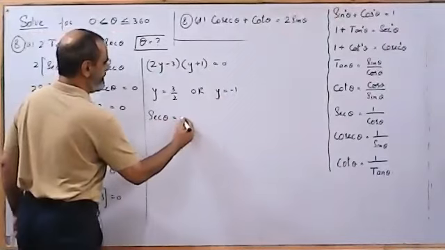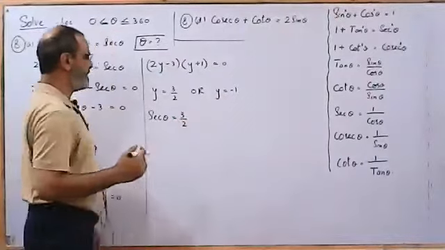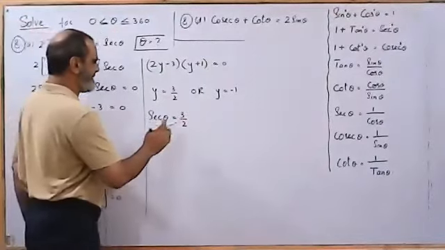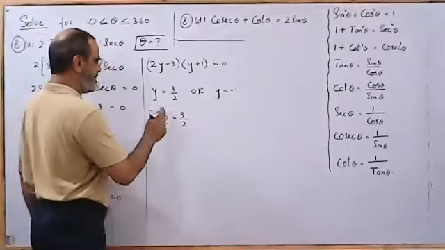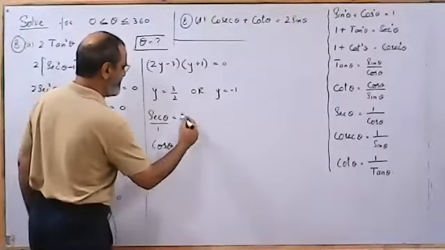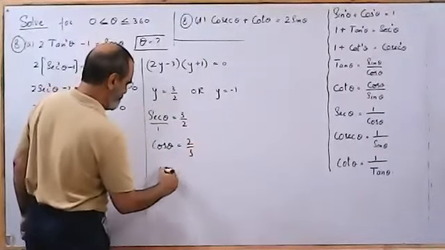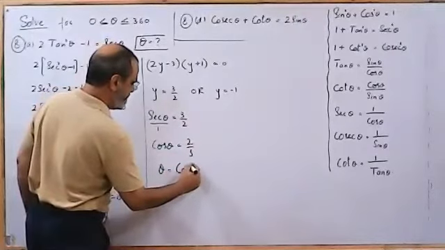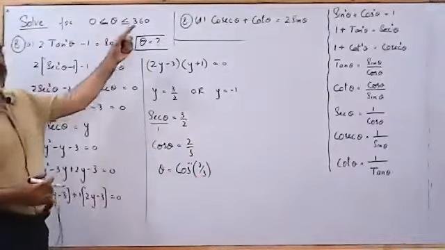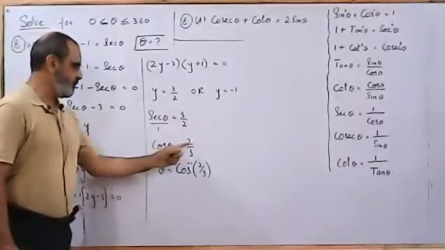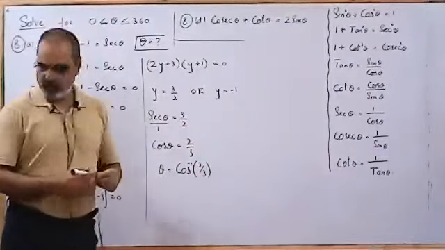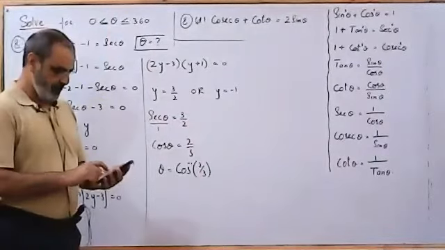Secant theta is equal to 3 by 2. Your calculator doesn't give the values of secant. We need to change it into sine or cos. So I'll take reciprocal of both sides. So reciprocal of secant is cos and reciprocal of the right side is 2 by 3. So theta is equal to cos inverse 2 by 3. The range I have is 0 to 360 degrees. Cos is positive, so it means the values lie in the first and the fourth quadrant.